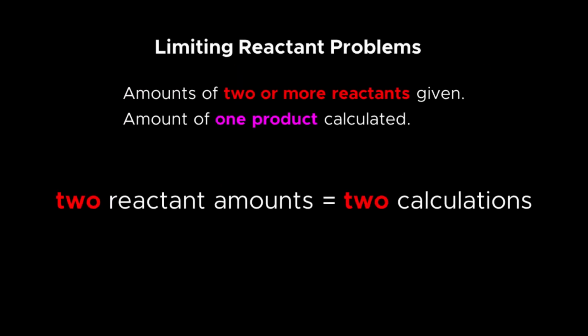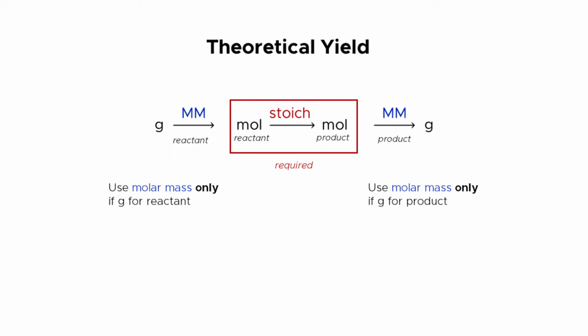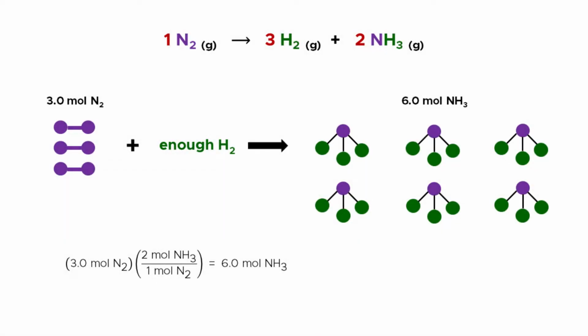Limiting reactant problems can be recognized because amounts of two or more reactants are given. If two reactant amounts are given, then there are two calculations needed to figure out theoretical yield. The theoretical yield calculation uses the same problem-solving strategy as shown in the stoichiometry video. The link is above in case you want to check that out. The stoichiometry step is always required, and molar masses may or may not be needed depending on if grams is part of the problem. So let's see what this looks like.